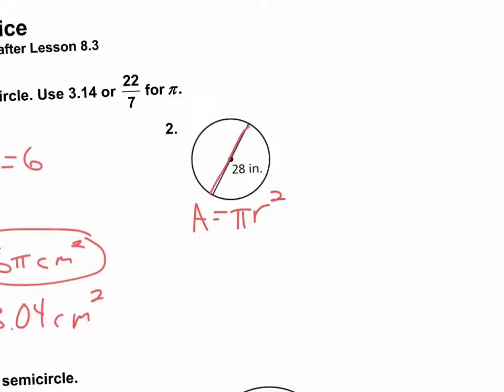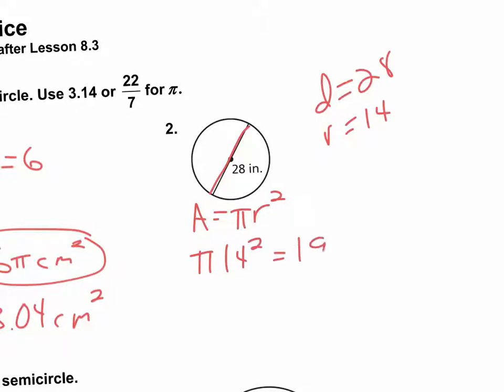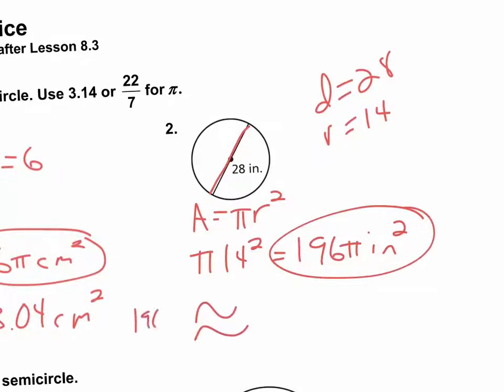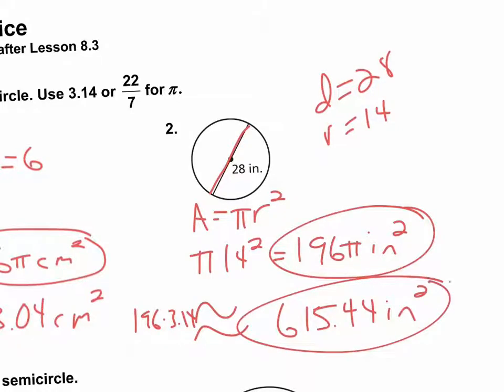Okay, number 2, again, area equals pi r squared. My diameter is 28, so radius is half of that, which would be 14. So really I'm getting pi times 14 squared. 14 times 14 gives you 196, so I get 196 pi inches squared for my exact. And then to do my approximate, again, I take 196 times 3.14. 196 times 3.14 is 615.44 inches squared. Okay, these two are the same, except this is the exact, that is the approximate. So all you're doing is plugging in.